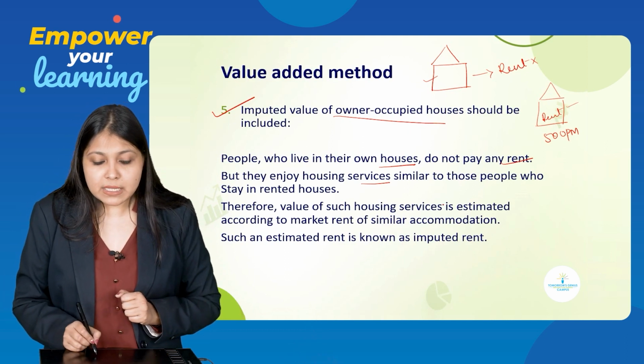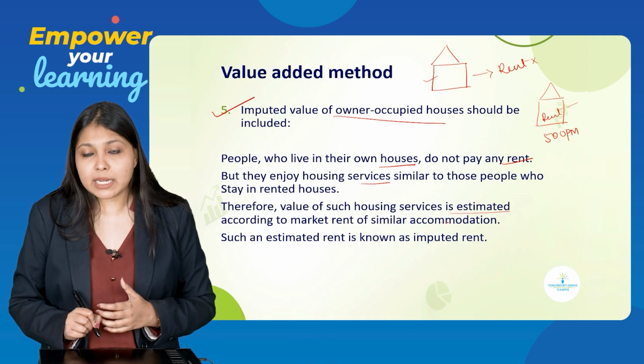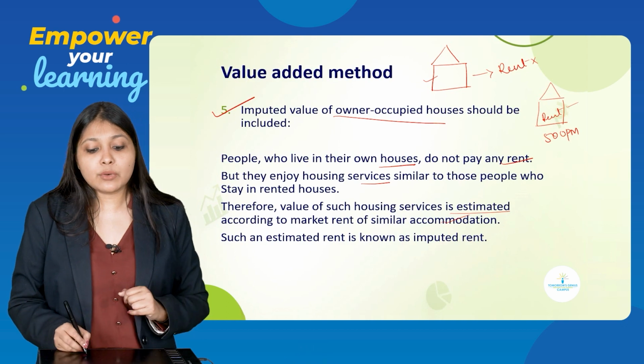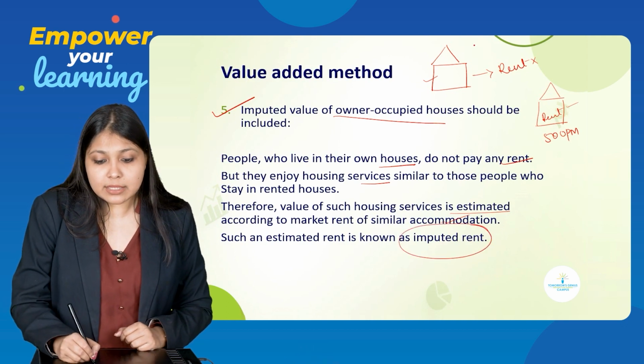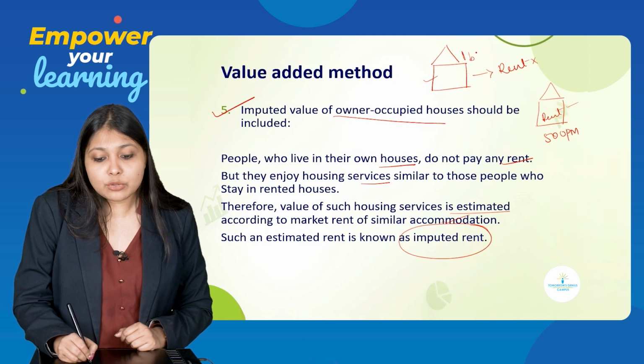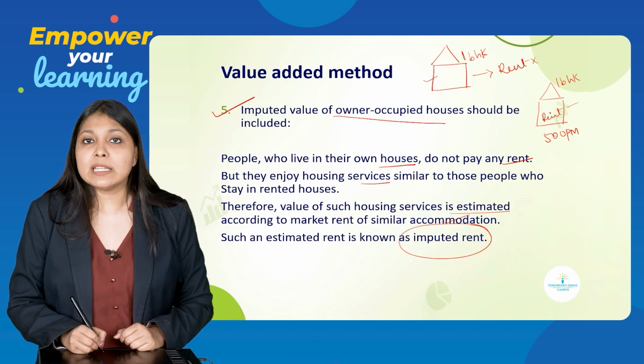So, the value of such housing services is estimated according to the market rate of similar accommodation. Such an estimated rent is known as imputed rent. So, suppose this house also has one bedroom, hall and kitchen, and this house also has one bedroom, hall and kitchen.